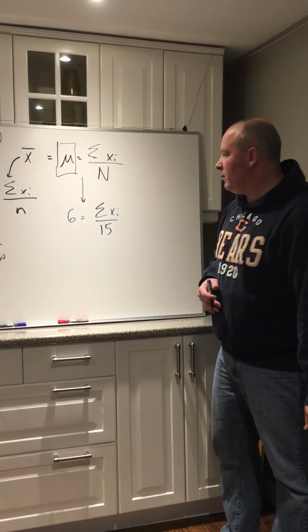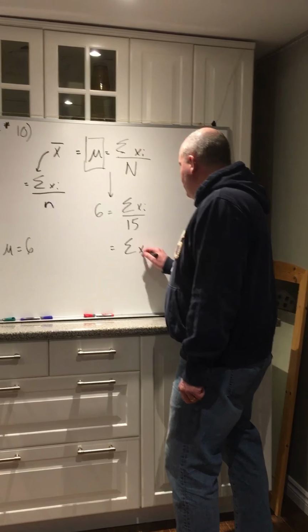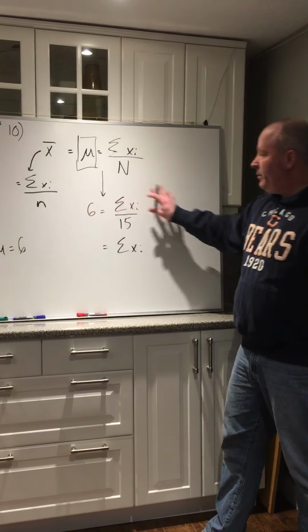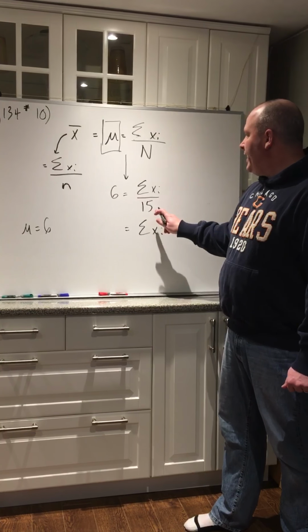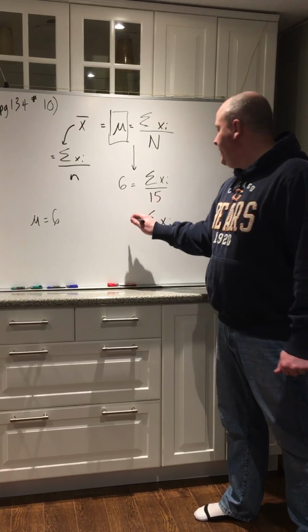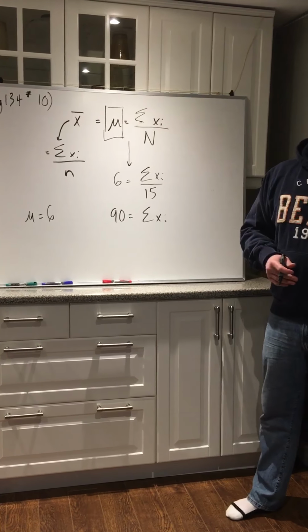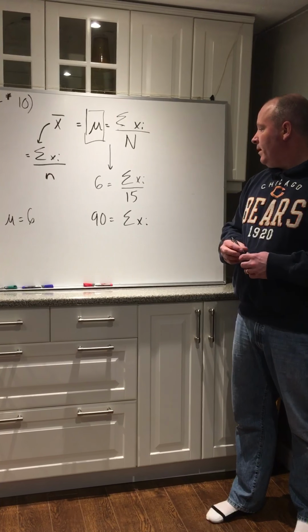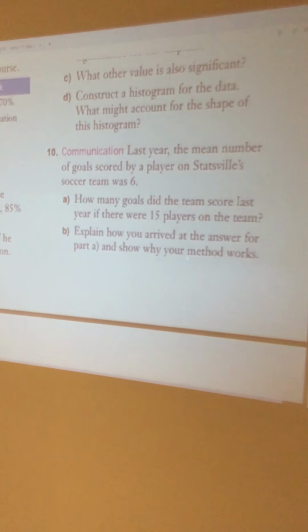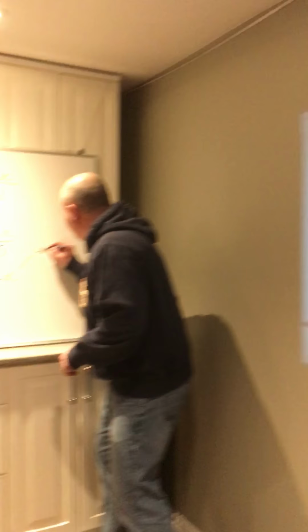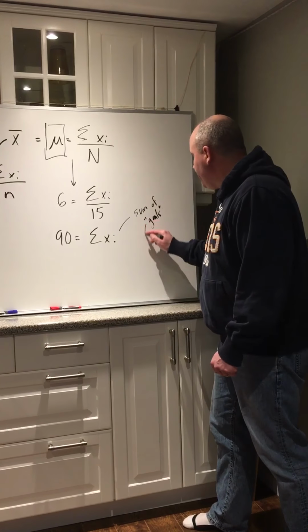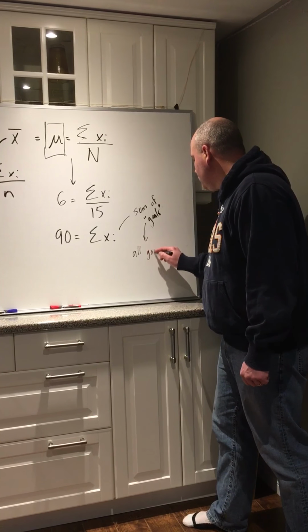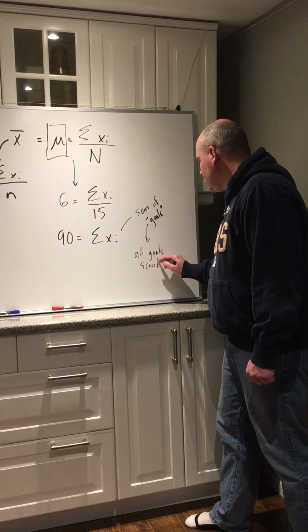If we don't know the sum of all goals, what we can do is isolate for that. So multiply both sides by 15 to get rid of the fraction, or cross multiply, whatever it may be. 6 times 15 is 60 plus 30, which is 90. So that tells you that all of the goals scored by those team members were 90. When it asks how many goals did the team score, this is basically the sum of goals for each team member, and that's really all of the goals scored by the team.